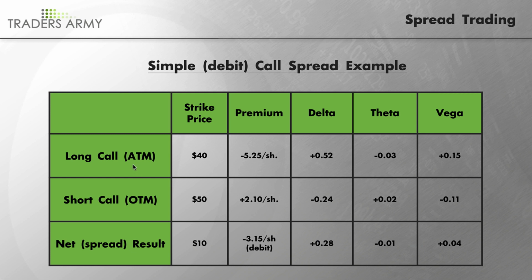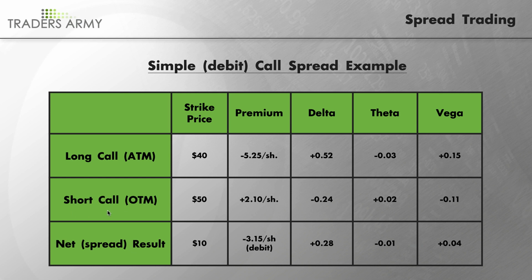But if you take an at the money call option and you go out and buy it, and let's say that the at the money call option is at a $40 strike price, that will cost you all on its own $5.25 a share. You'll carry positive delta, which means you need the stock to go up. Time is hurting the position, that's the negative sign, and volatility going up is a positive.